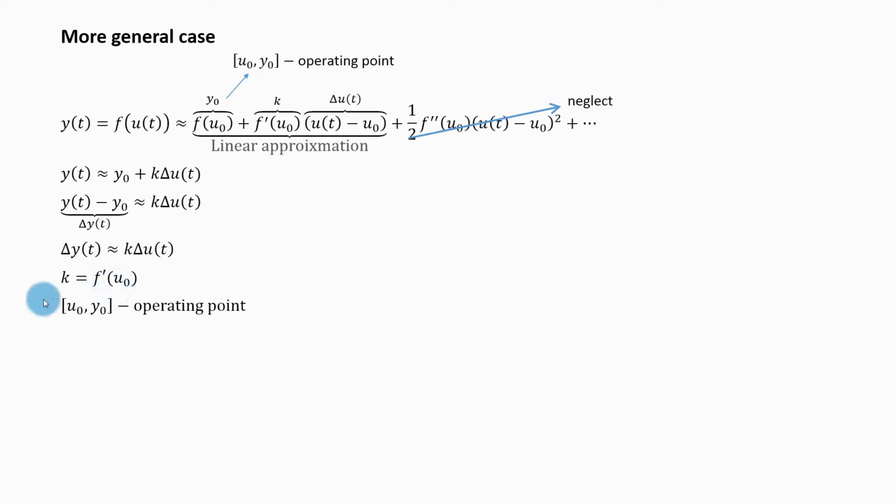Again, for this operating point, I can linearize this nonlinear system and use this linear approximation for small changes at the input and at the output of the system. This approach is still rather limited to a case where the output is just a nonlinear function of the input. On the next slide, we will take a look at how we can deal with an even more general case.